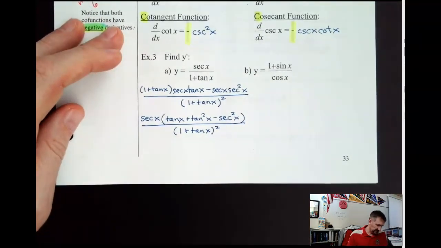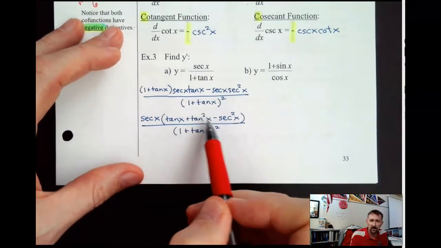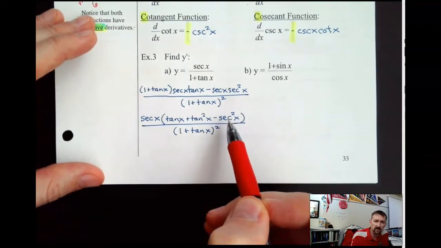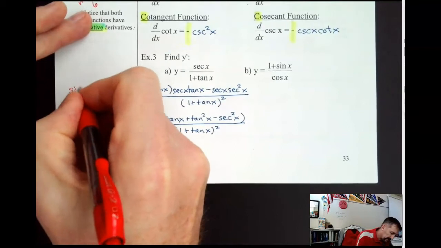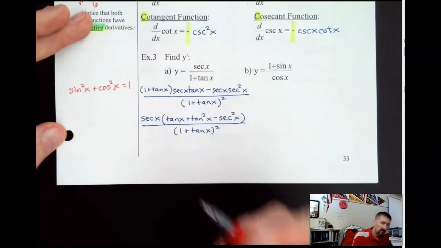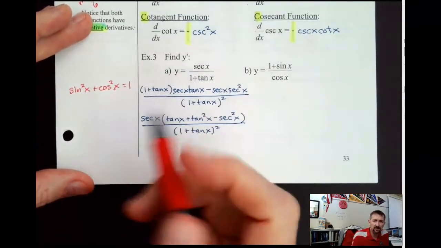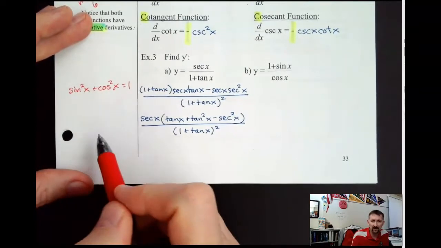Now, when you see trig functions squared, like tangent squared and secant squared and sine squared and cosine squared and cosecant squared, you should think of the Pythagorean identity. The Pythagorean identity is sine squared plus cosine squared equals 1. You don't have to have every single identity memorized, but you do need to have some basic ones because then you can adapt those to find the other ones.